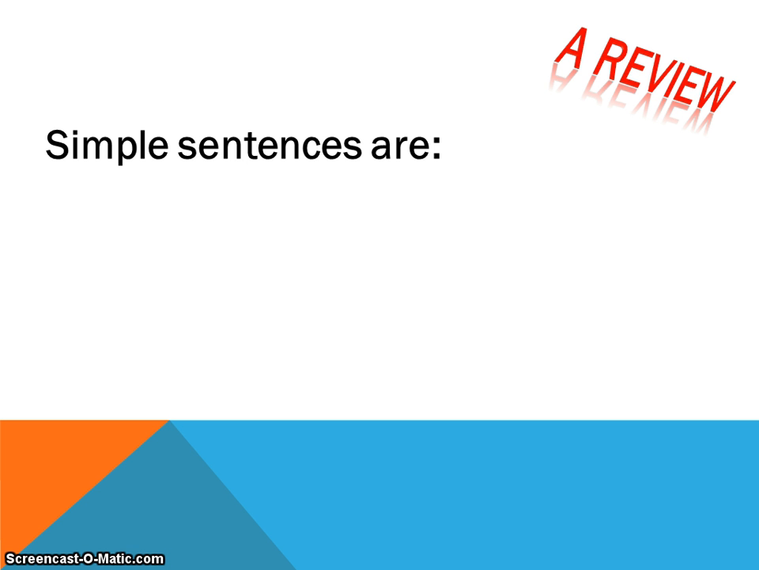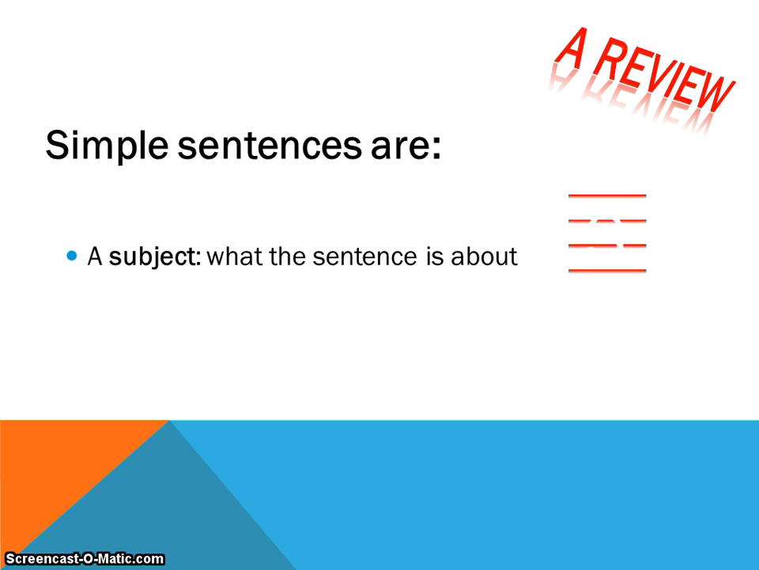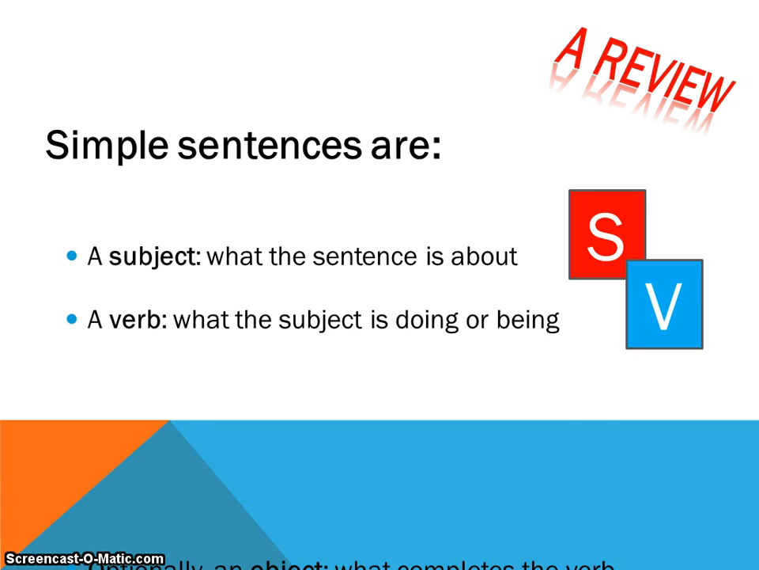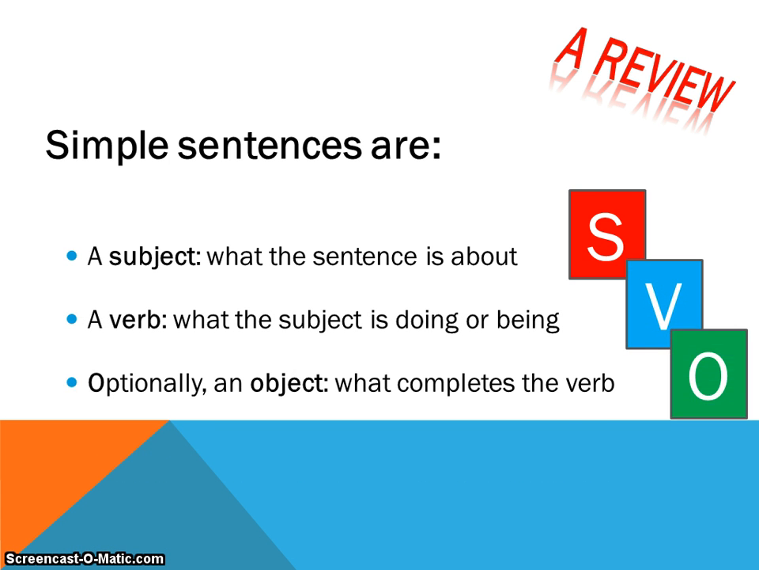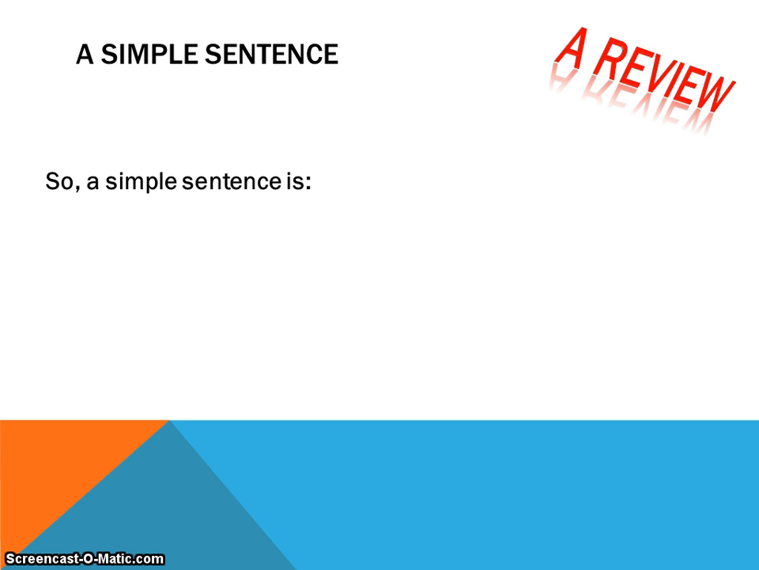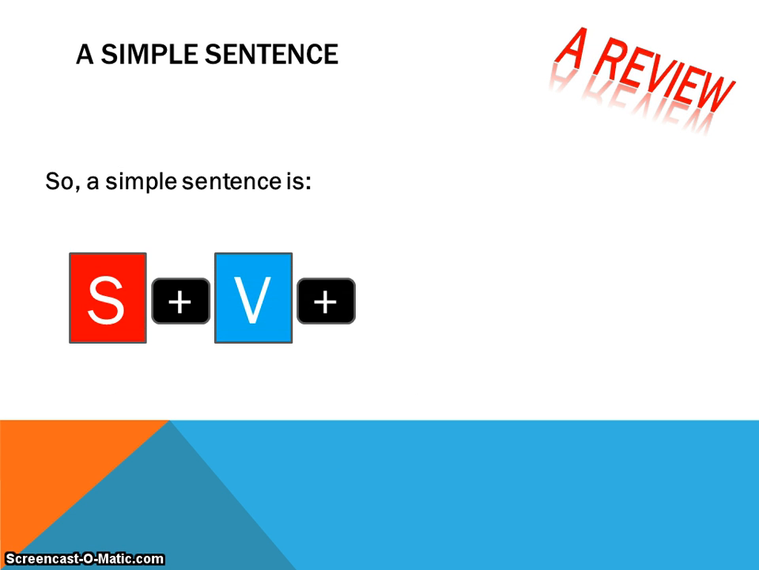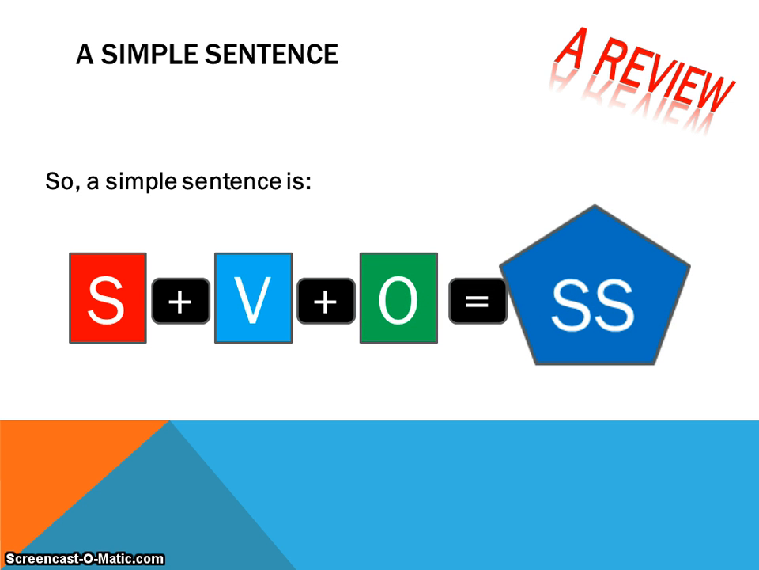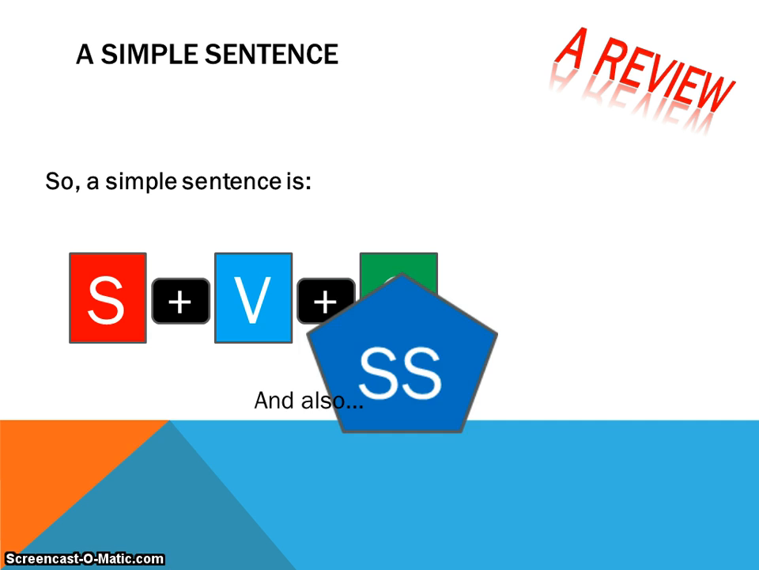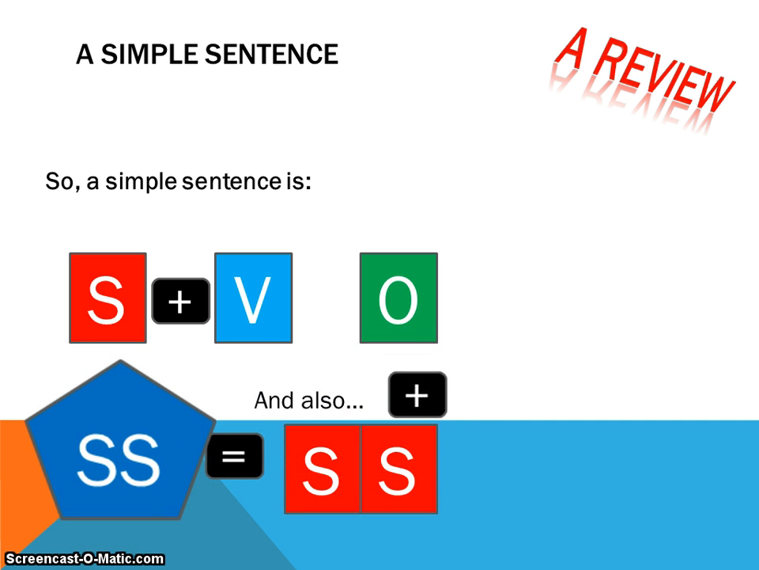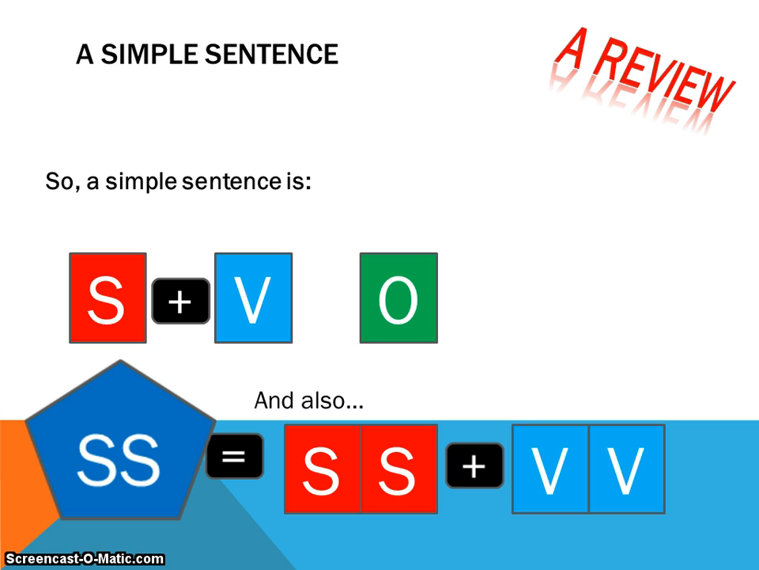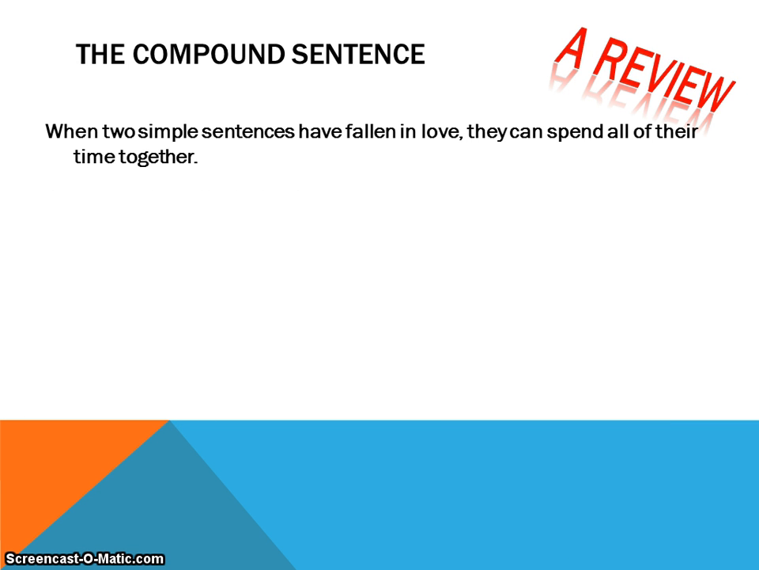Simple sentences. We know this, but we just want to remind ourselves. Simple sentences have a subject. Simple sentences have a verb, and oftentimes simple sentences will have an object. A simple sentence must be a complete thought. It must be one complete thought. Following our pattern, a simple sentence is subject plus verb plus object. We also learned that simple sentences can have a compound subject. We learned they can have a compound verb, and that can be two or more subjects or verbs to make that compound.